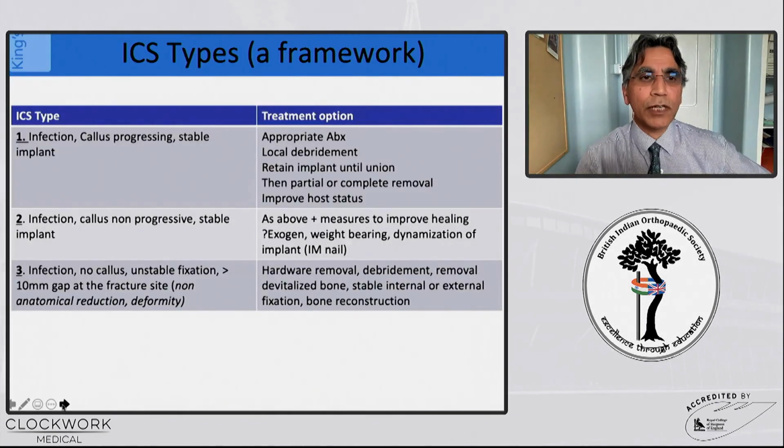And that ICS framework gives rise to three scenarios. Early infection, callus is seen or progressing, stable implant. Yes, you can go for maybe local debridement, superficial, give antibiotics, and retain until the fracture heals.